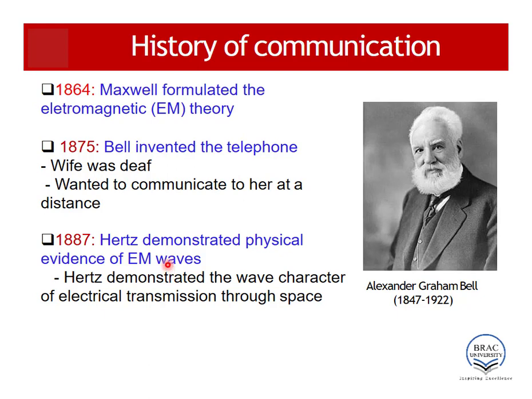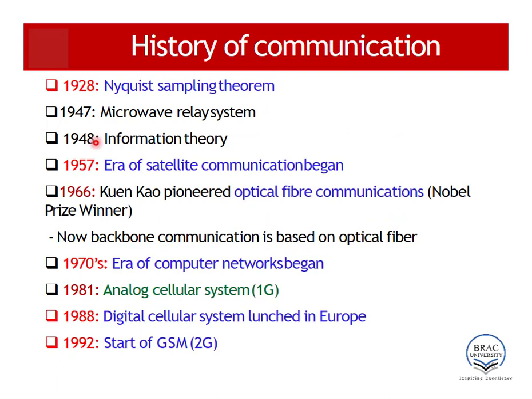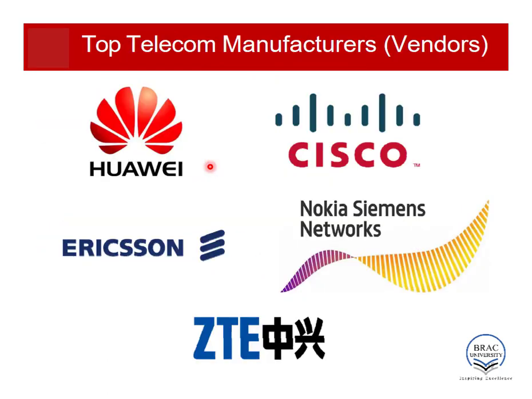In 1887, Hertz demonstrated physical evidence of EM waves. Then Marconi invented radio in 1900. In 1921, mobile communication started. Then some other important inventions in the field of communication are given here. You can just take a look. Some of the top telecom manufacturers, you may have heard their names: Cisco, Ericsson, Nokia, etc.